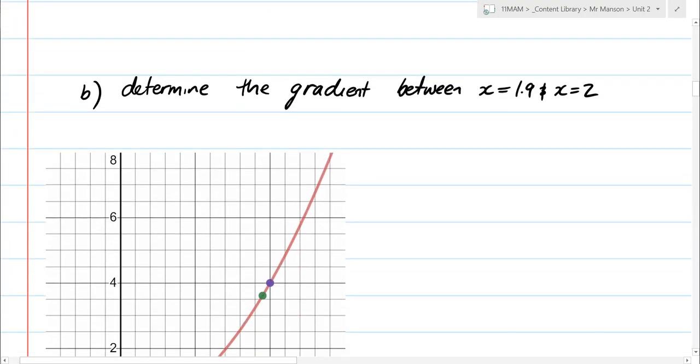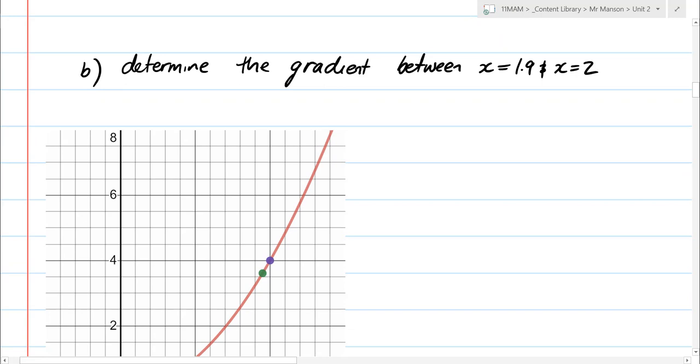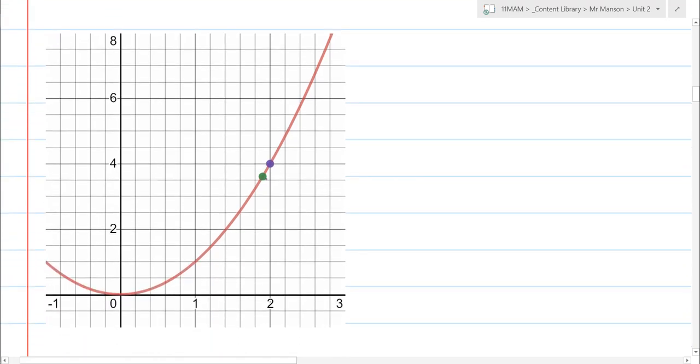Now we're going to do a little bit like what we did last lesson. We're going to determine the gradient between 1.9 and 2. This will give us a better estimation of the gradient at 2, and that's the point of this process. So again, I'll mark the 2 points on here. I haven't drawn the line segment because you'll see it's pretty much on the red line. This is 1.9, and what's 1.9 squared? Anybody know off the top of their head? That might come up. That would only be in a tech active exam, obviously.